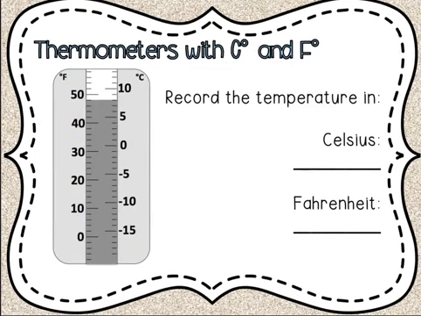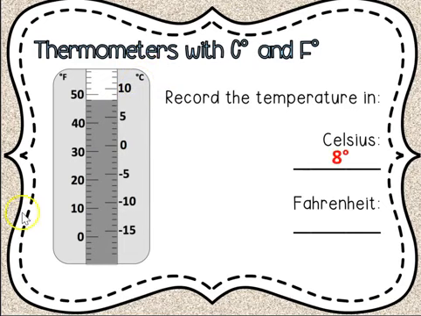Record the temperature in Celsius. We start at 0, and we're counting up by 5s, but the dashes are 1, 2, 3, 4, 5. So the dashes are counting by 1s. So 0, 1, 2, 3, 4, 5, 6, 7, 8 degrees Celsius.